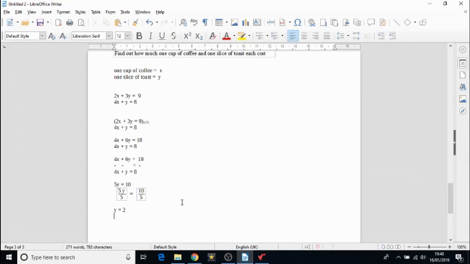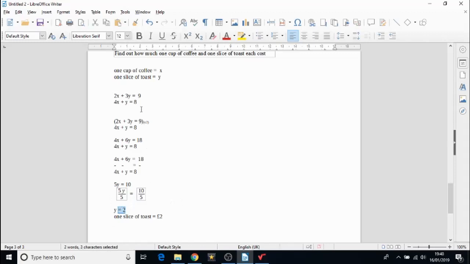So now you've worked out what y is equal to. You've worked out what one slice of toast is. So therefore, one slice of toast will be equal to £2 because y is equal to 2. It was quite expensive for a slice of toast. You could buy a loaf of bread for £1. But I digress. So now we can use what we know for y to work out what x is.